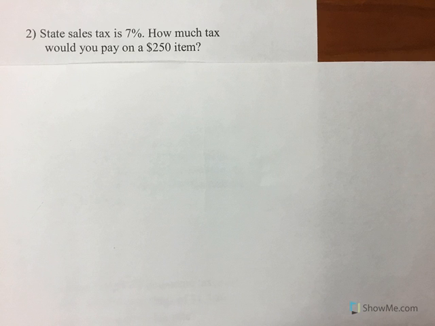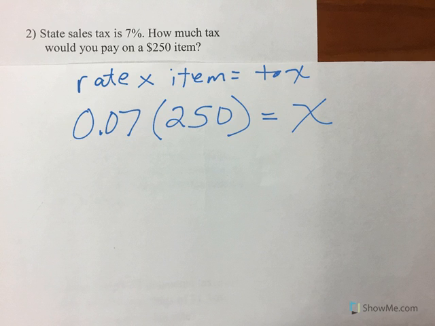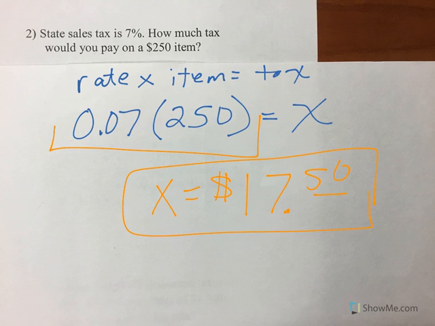And now we get into story problems. I think story problems are a lot easier with proportions, but we're gonna hammer away at equations on these. So state sales tax is 7%. How much tax would you pay on a $250 item? So I mean, if you kind of think through what they're asking, you take your sales tax rate and you multiply by the price of the item, and that gives you how much you're going to pay in tax. So my rate is 7%, changed to a decimal. I'm going to multiply by the item, which is $250, and that's going to tell me how much tax I'm paying. So when we multiply 0.07 times 250, we end up with a tax amount of $17.50.